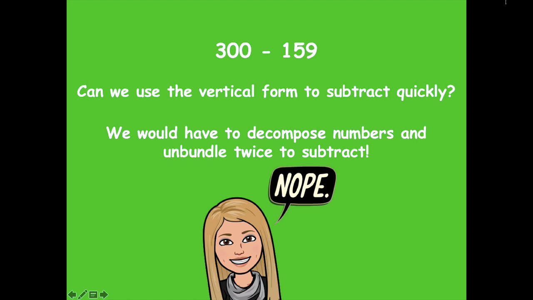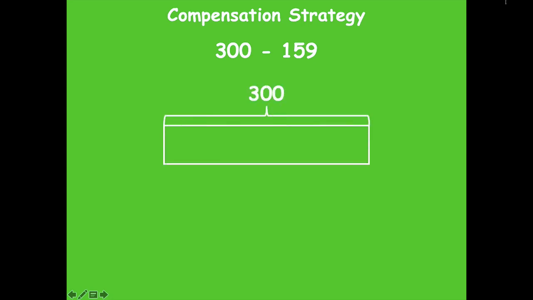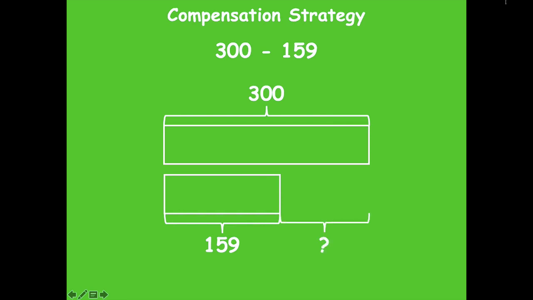So let's talk about how we can use the compensation strategy to help us solve this easier. So here's our problem again, 300 minus 159. I'm going to draw this on my tape diagram. There's my whole. One of the parts is 159 and the other part is unknown. So if I look at 300, it's super close to 299. And if I can just subtract 1, I'm going to be at that 299 and I won't have to do any unbundling to be able to solve that problem.